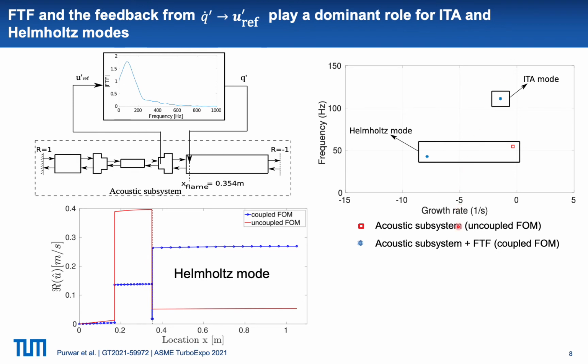Apart from the cavity modes, intrinsic modes appear only in the coupled system due to the strong influence of the feedback from Q prime to U prime ref. And this mode is completely absent in the eigenmode spectrum of the uncoupled acoustic subsystem. Therefore, it can be expected that this relation from Q prime to U prime ref should be preserved if the Helmholtz mode and the intrinsic modes are to be reproduced by the reduced thermoacoustic system.